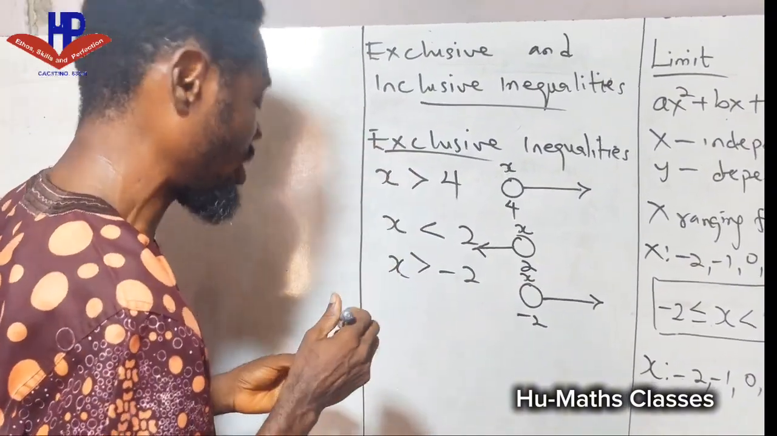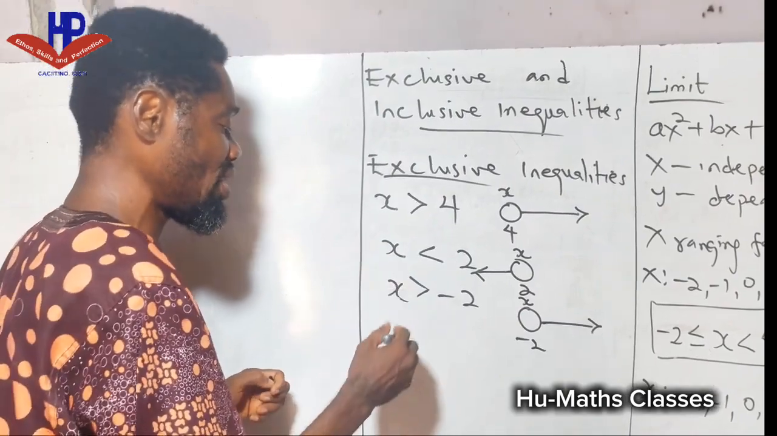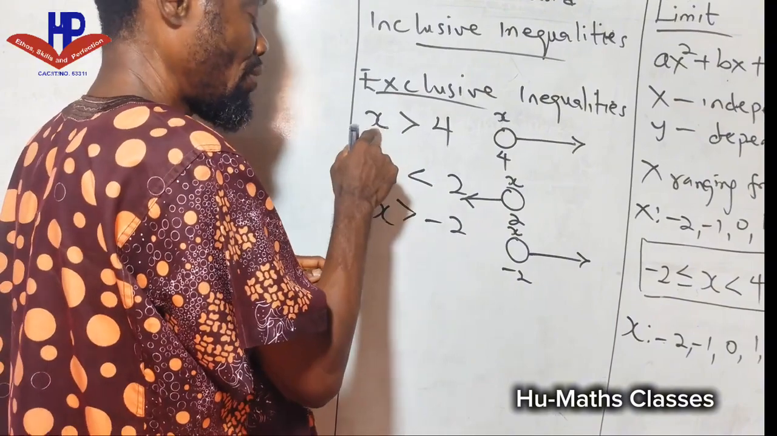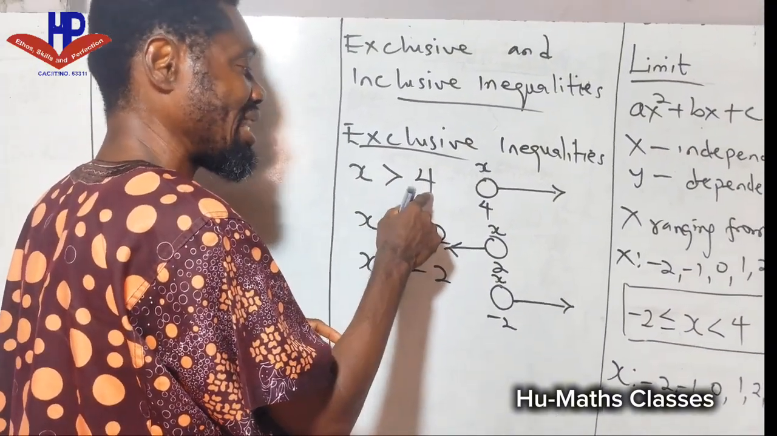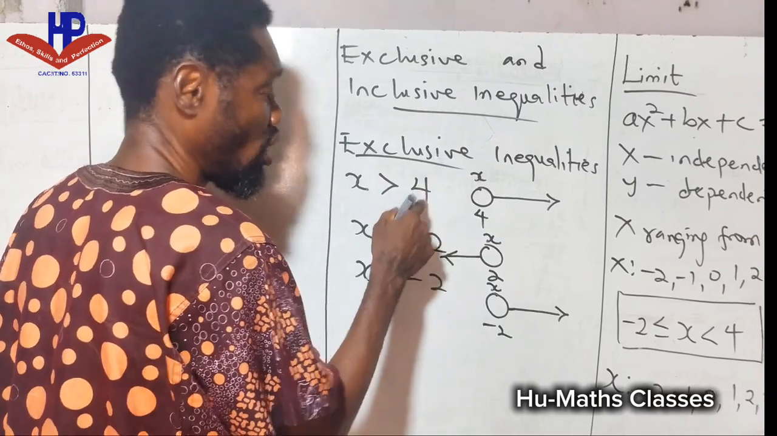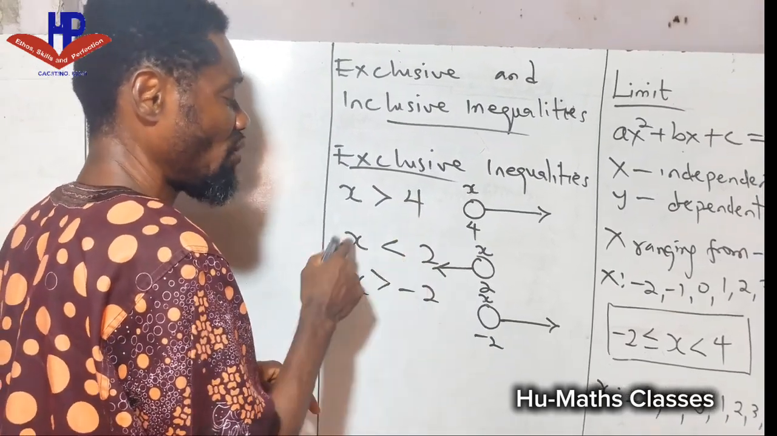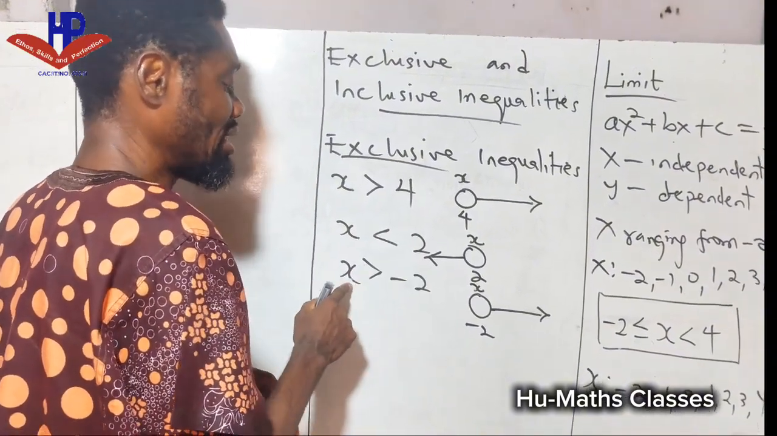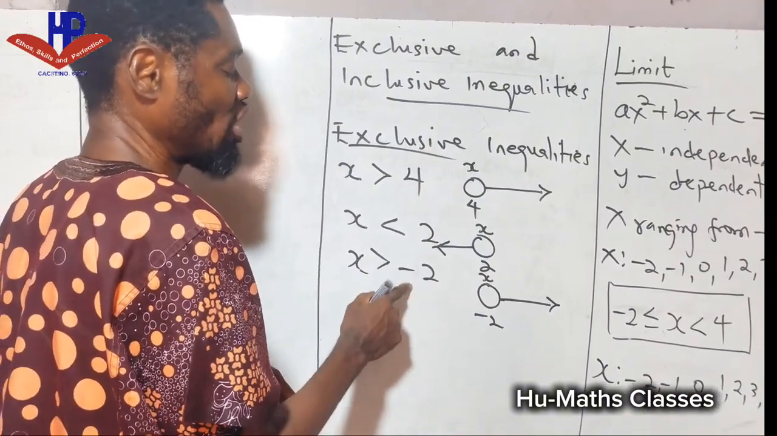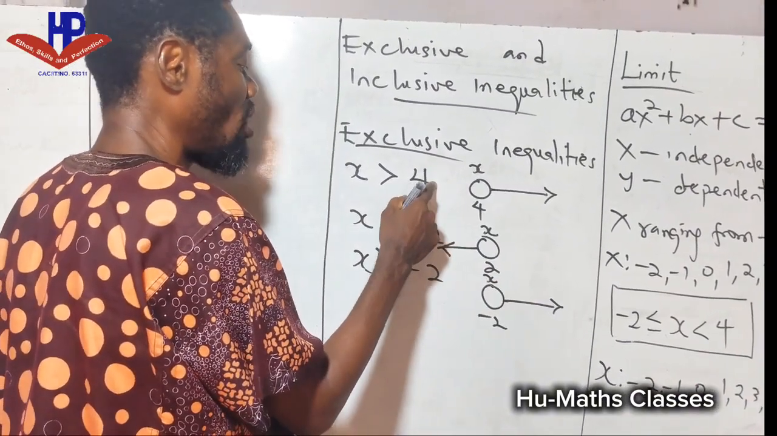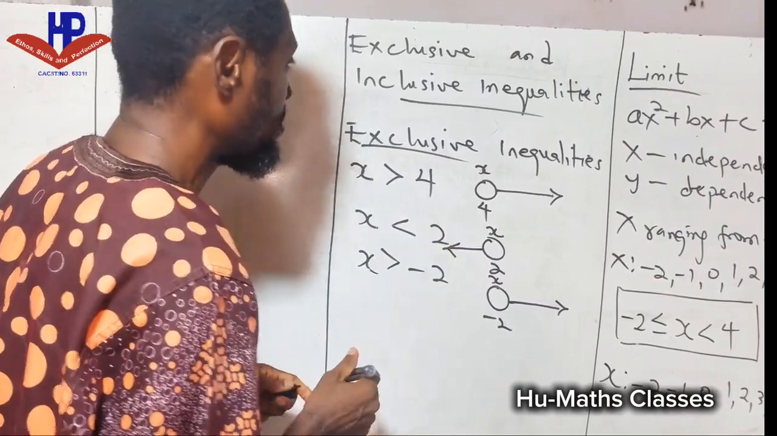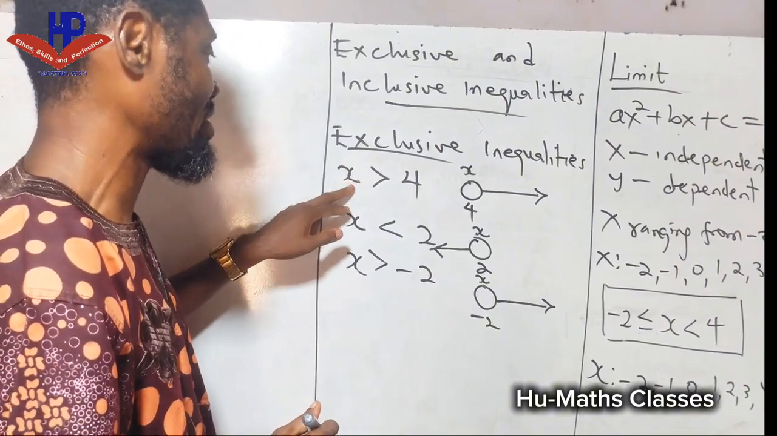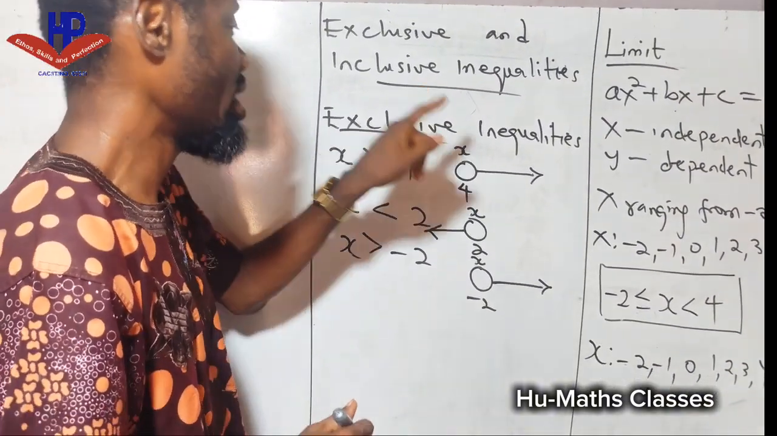So we are done with that part of exclusive inequality. Should you be given a particular problem to solve in your quadratic and you have that given to you, if it says that x is greater than 4, it means that the first number you should write should be 5, not 4. x is less than 2, the first number you should write should be 1, not 2. x is greater than minus 2, the first number you should write should be minus 1, because these numbers 4, 2, and minus 2 are not members of the element or the variable x or the set x. That's why they are called exclusive inequalities.